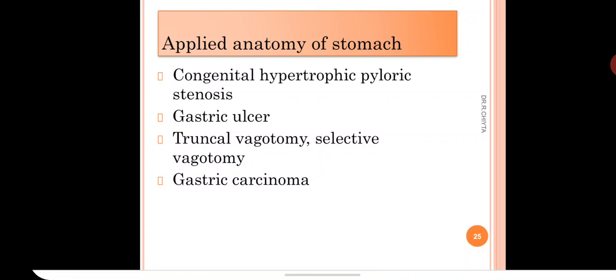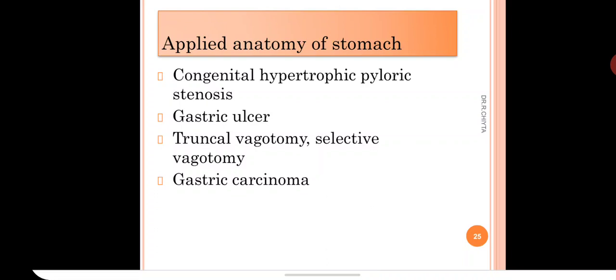Next, gastric carcinoma of the stomach is also common. To confirm an ulcer or gastric carcinoma of the stomach, the usual investigation we do is to put a tube into the stomach and visualize through the mouth. That is called endoscopy. So this completes the topic of the gross anatomy of the stomach.